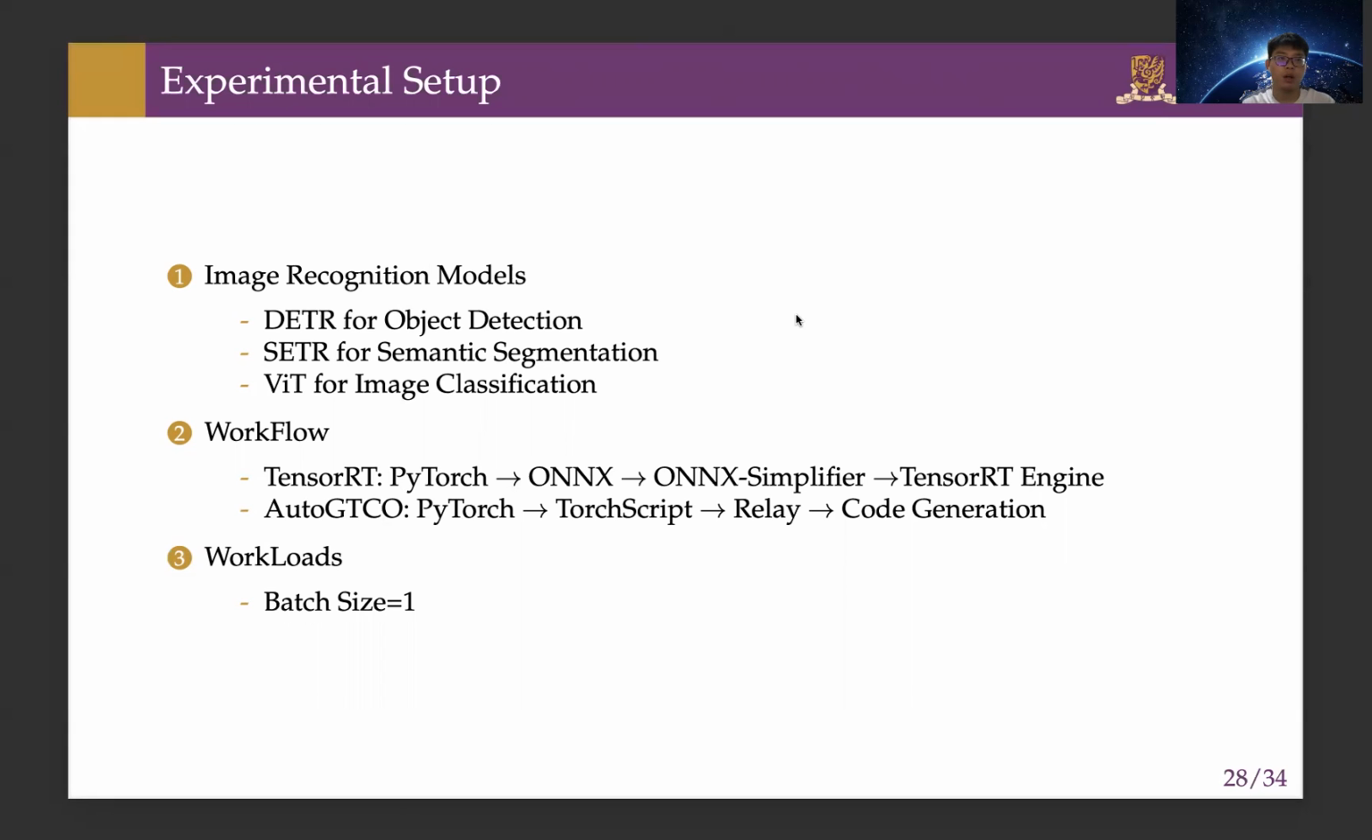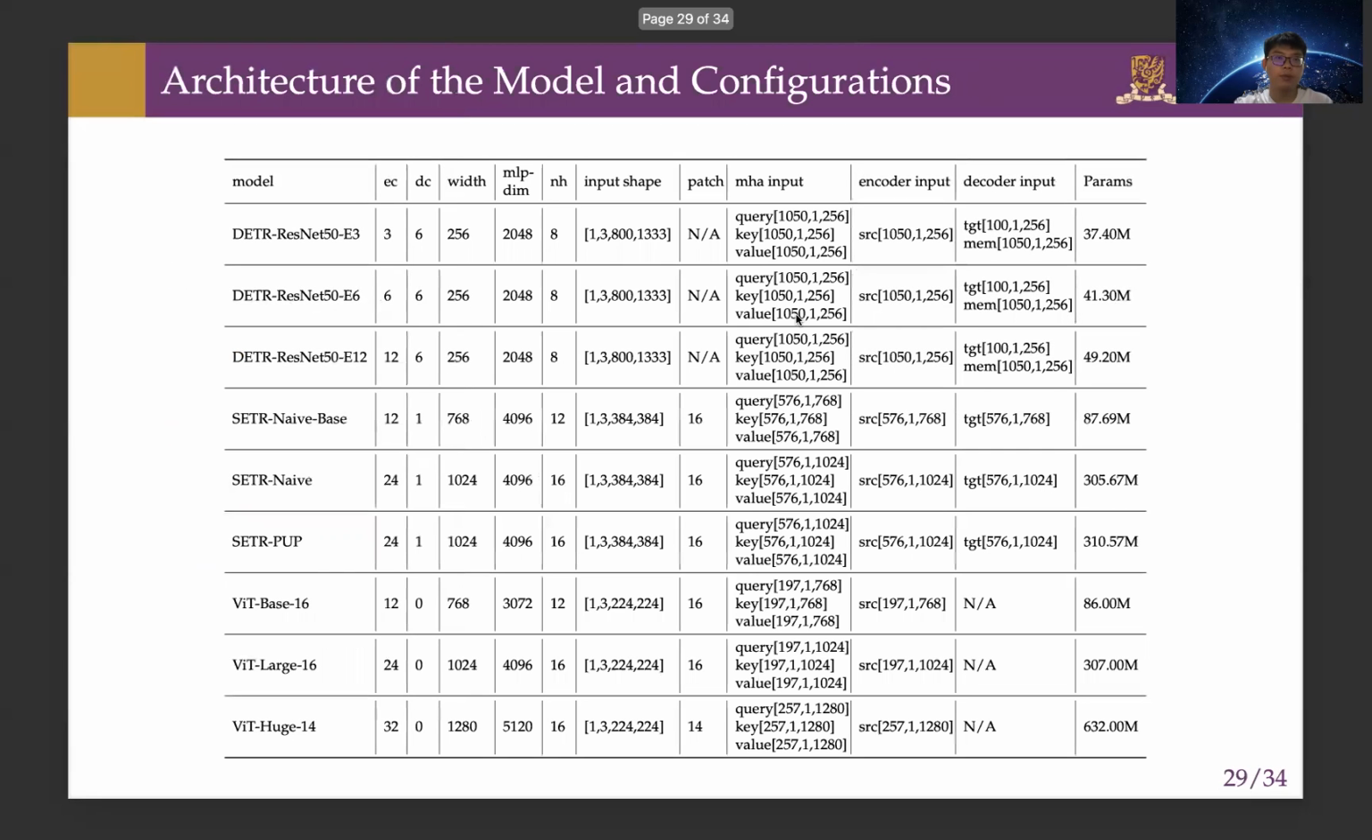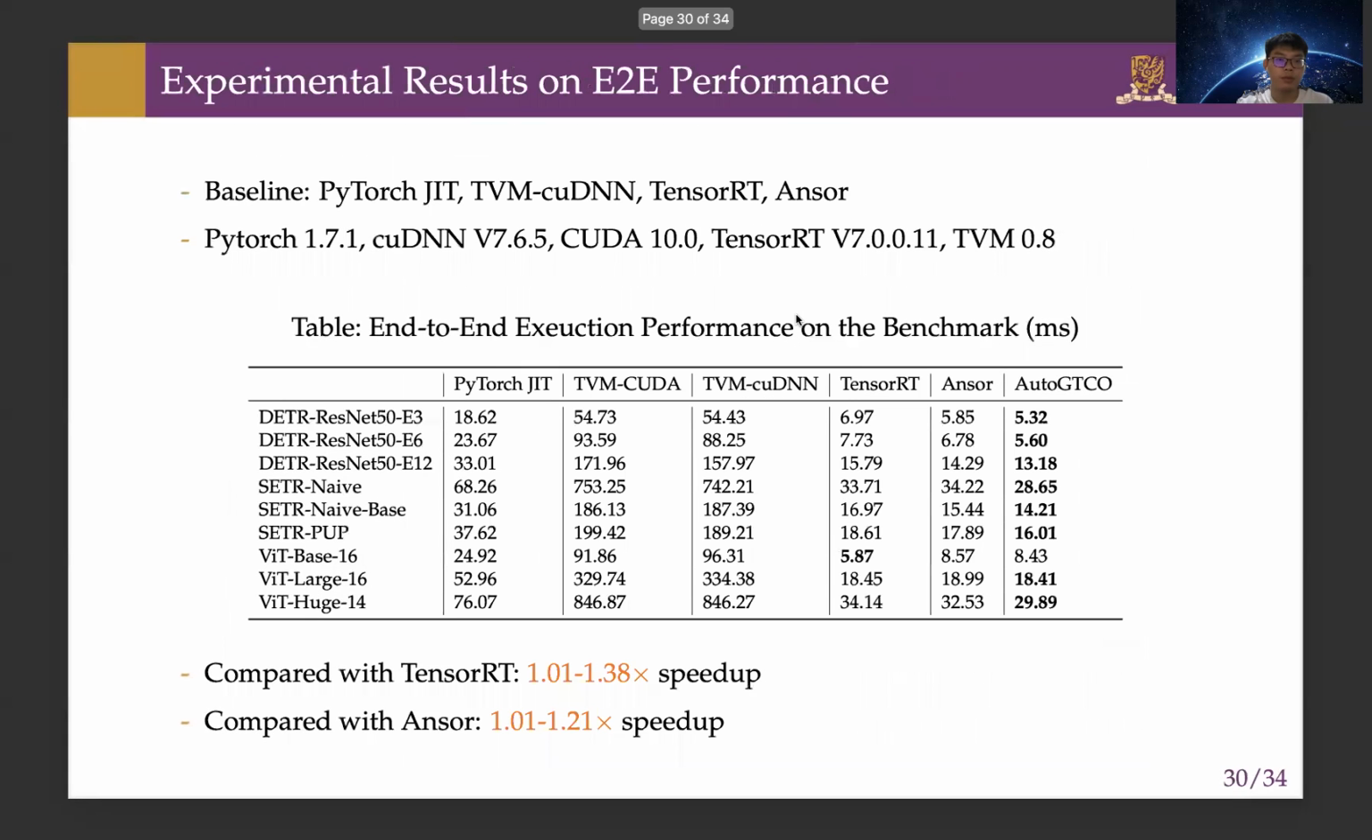In terms of the compilation flow of AutoGTCO, we first compile the model into the TorchScript format and then use a PyTorch interface defined in Relay to import it. For the subgraphs, the corresponding tensor programs are generated by TVM code generation. And all of the experiments are done with batch size equal to 1. Details of the models tested in this work are listed in this table, including the number of encoders and the number of decoders. We report all of the experiment results for batch size 1.